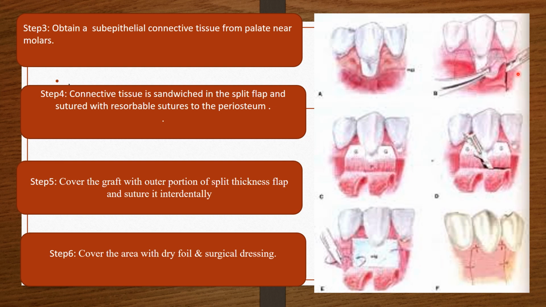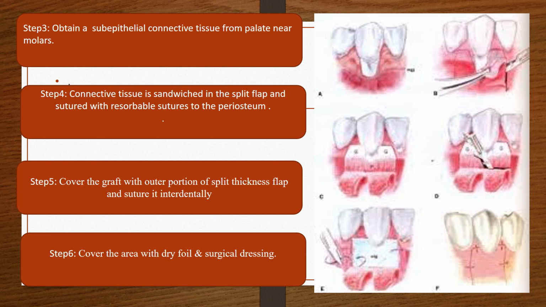We get the subepithelial connective tissue graft from the palate by means of a horizontal incision, 5 to 6 mm from the gingival margin of the molars and premolars. The palatal wound is sutured in a primary closure. Then place the connective tissue on the denuded root, sandwiched in the split flap, and suture it with resorbable sutures to the periosteum. Then cover the graft with the outer portion of the split thickness flap and suture it interdentally.